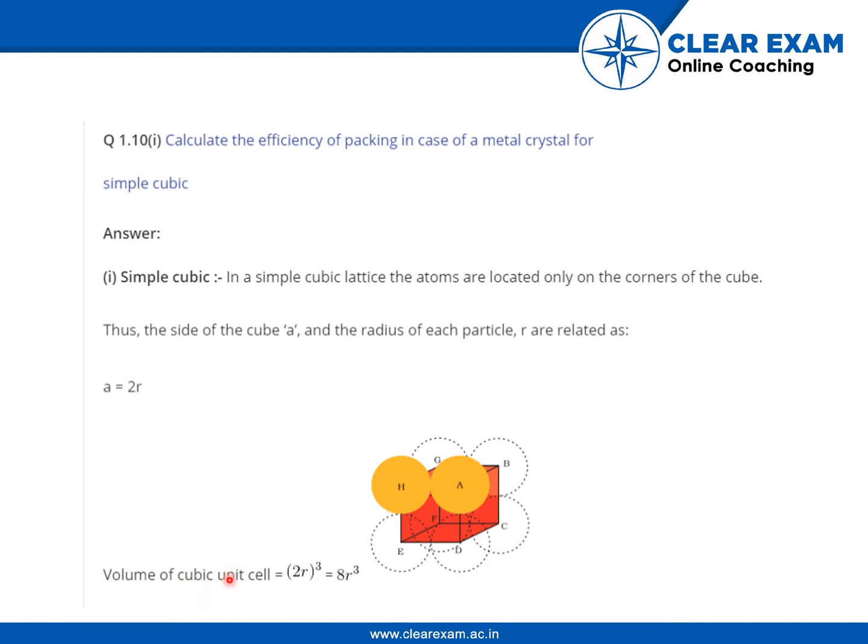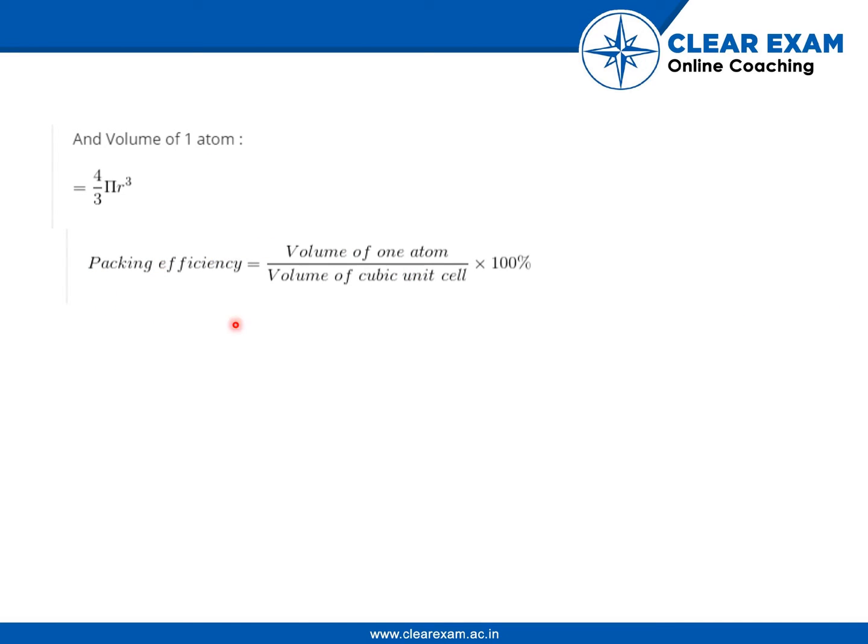So what is the volume of the cubic unit cell? In terms of A, it is A cube, and in terms of R, it is 2R whole cube, which is equal to 8R cube. Volume of one atom is 4 by 3 pi R cube. So this is the formula for packing efficiency: volume of one atom divided by volume of cubic unit cell into 100.